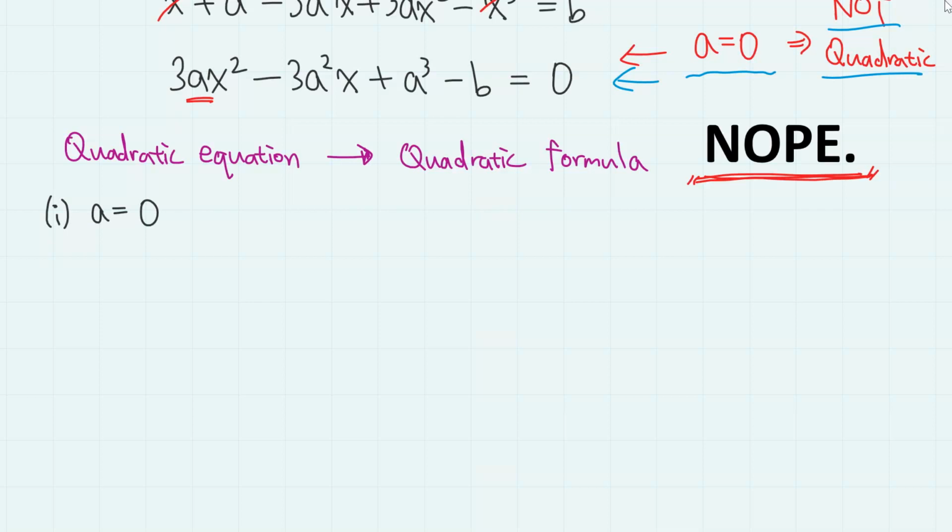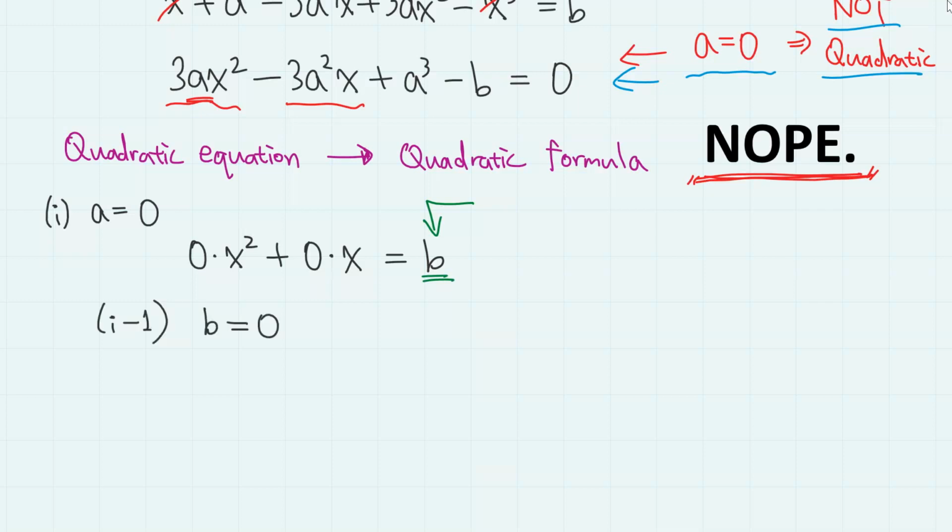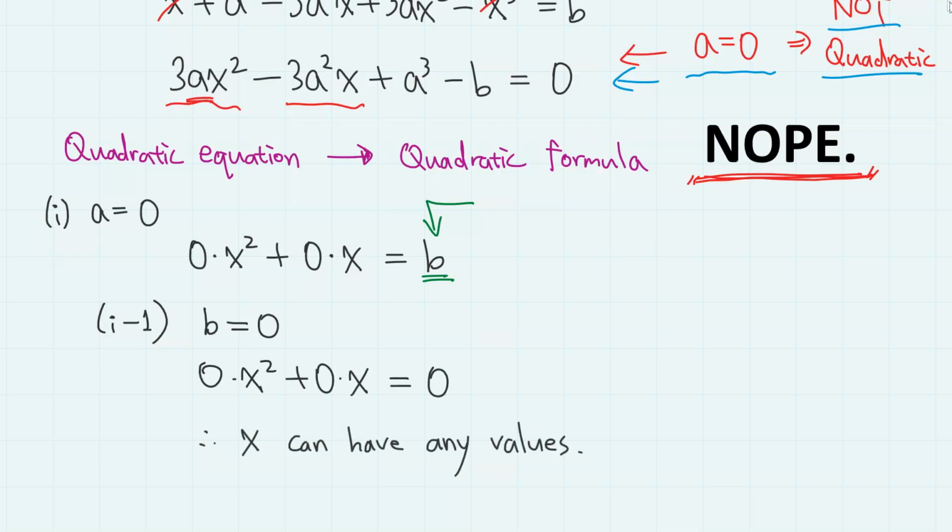If a equals 0, then all terms with x become 0, but let us write that in the form of 0 times x squared plus 0 times x equals b. And here you still need to be careful, because now we have to divide cases depending on the value of b. If b equals 0, then the equation becomes 0 times x squared plus 0 times x equals 0. So x can have any values.